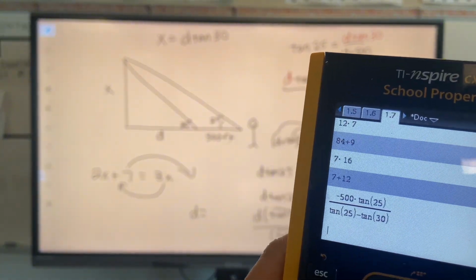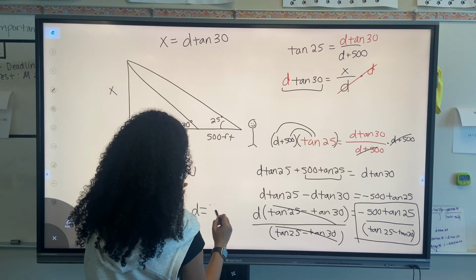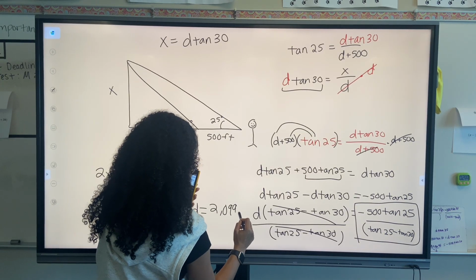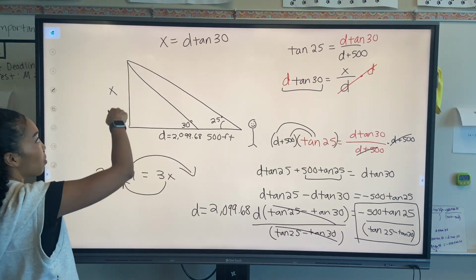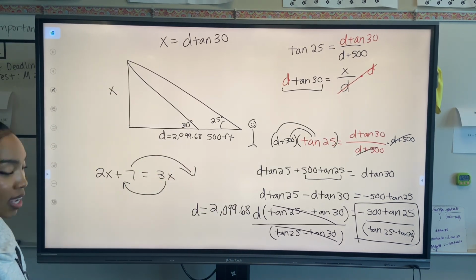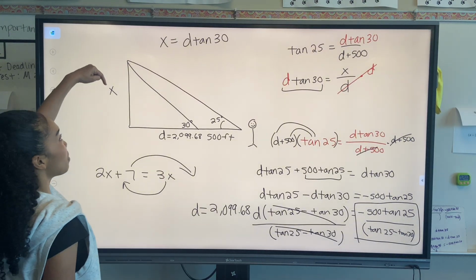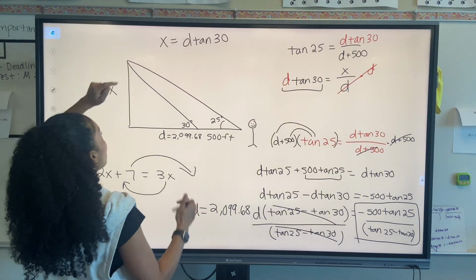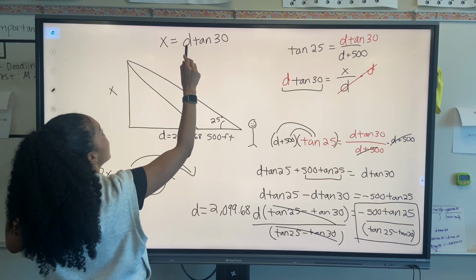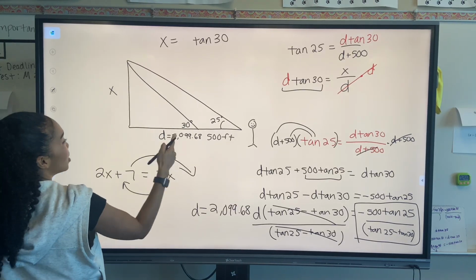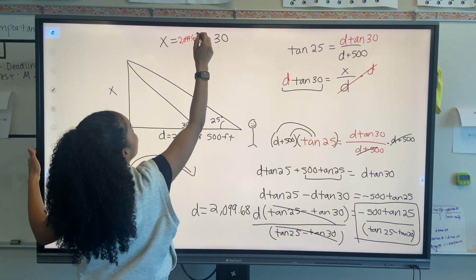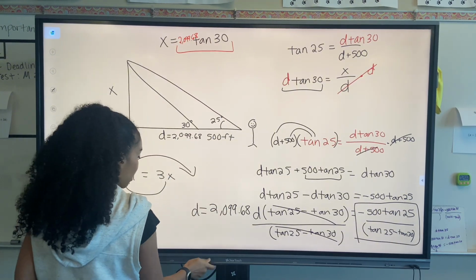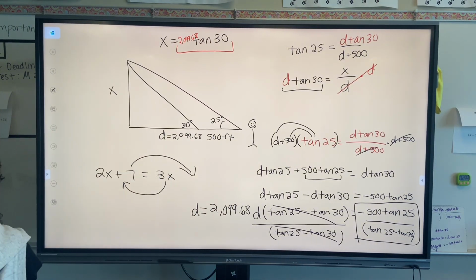Did y'all get 2,099.68? That's d. So that's the distance, but I want to know the height of the mountain, so we're not done yet. The height of the mountain, that's x. So if I replace this d with the value that I just found, 2,099.68, type this into your calculator and you'll find the height of the mountain.